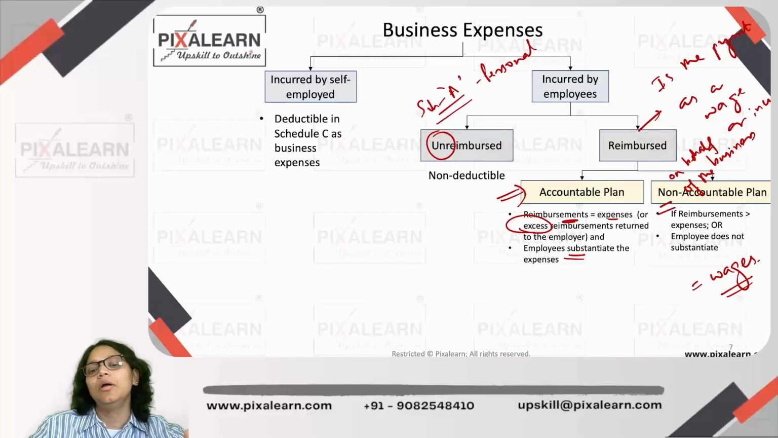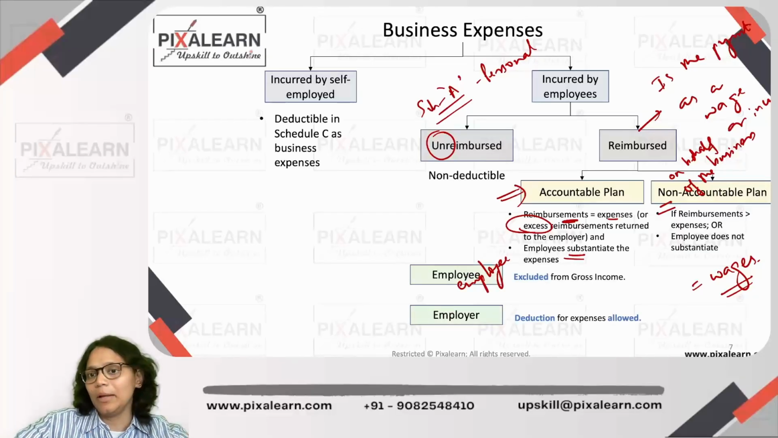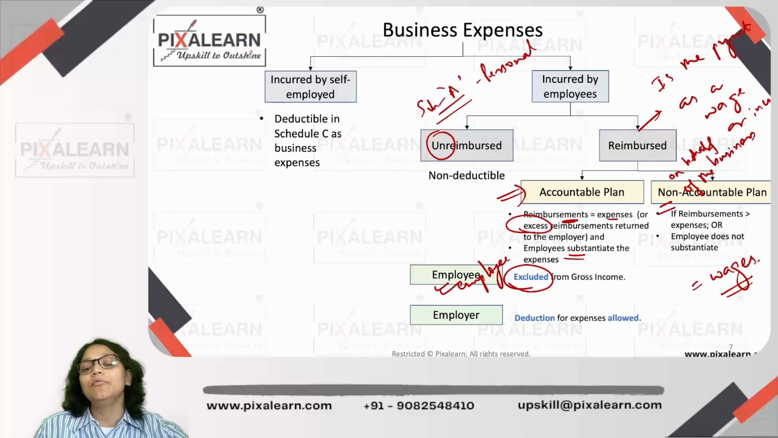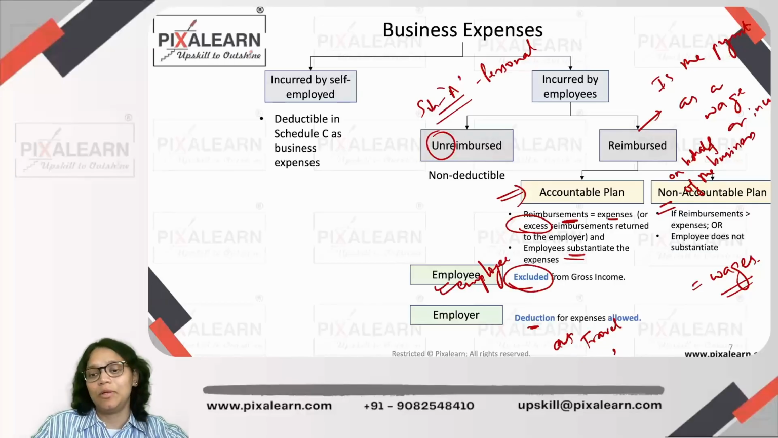In case of an accountable plan, the employee is not going to record anything. So remember, for the employee, this amount will not be included in gross income. So don't pay tax on that. For the employer, you get a deduction. And in my example, you get a deduction as travel expenses. You don't call it a salary expense. You call it a travel expense.